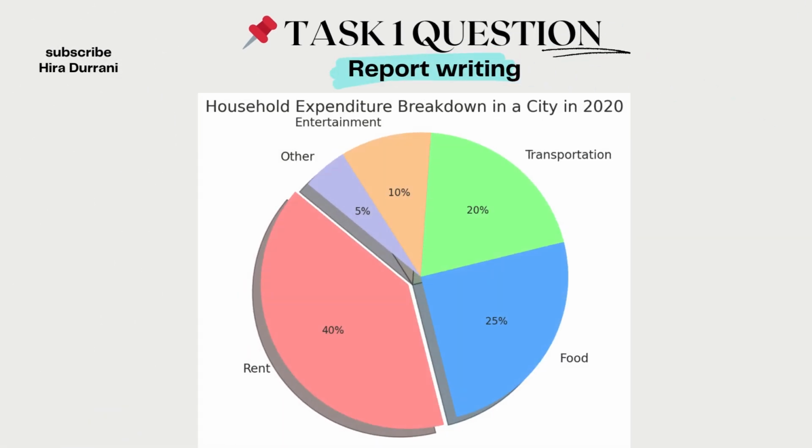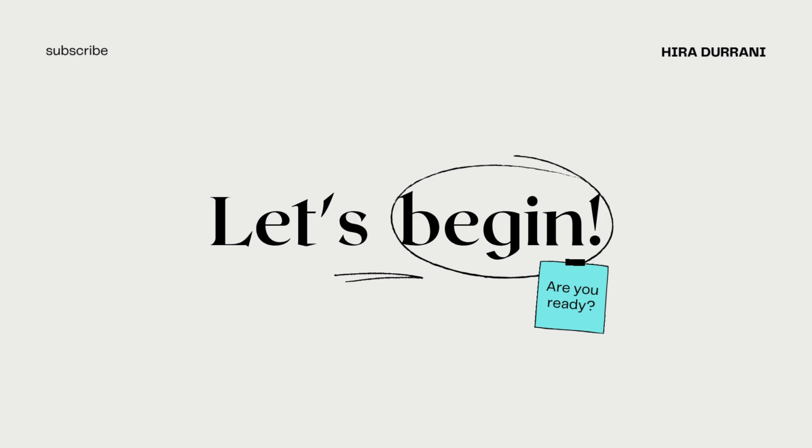Today in this video, we are just gonna discuss a pie chart, which is the breakdown of household expenditure in the city in 2020. So let's begin. It has others, transportation, food, and rent. Let's begin with it now.